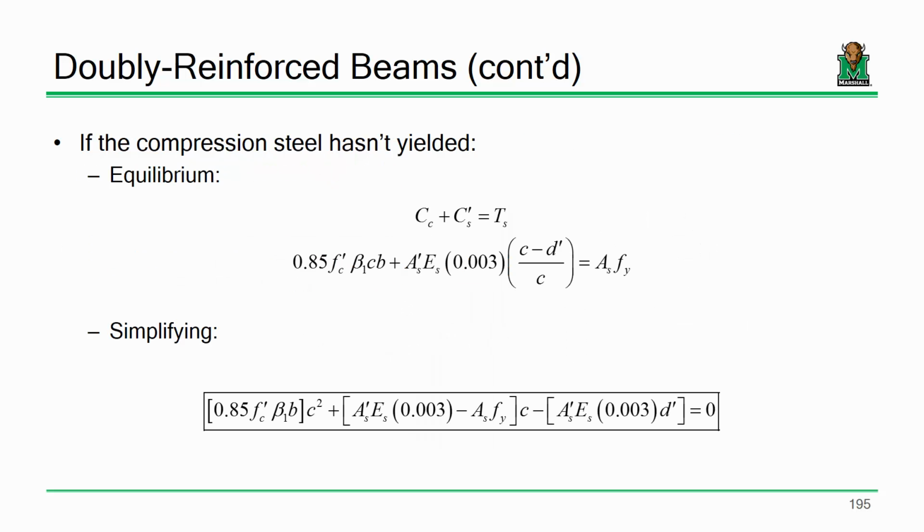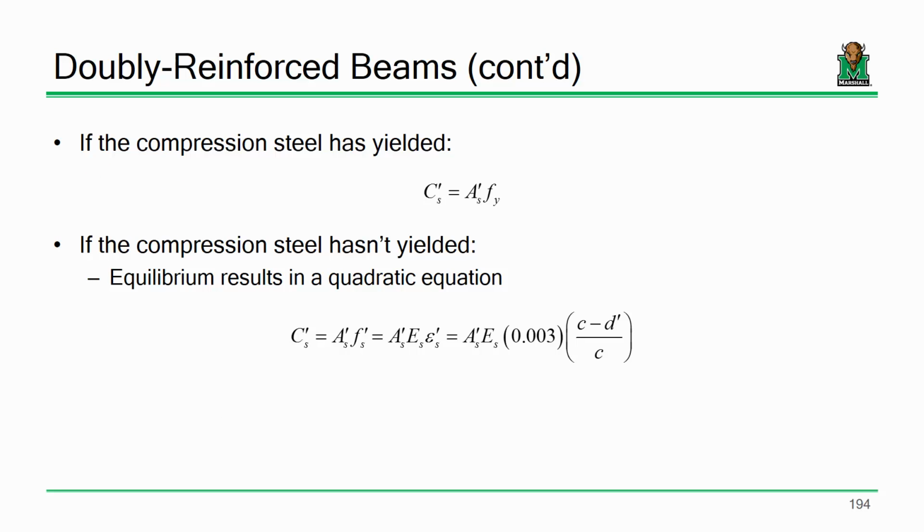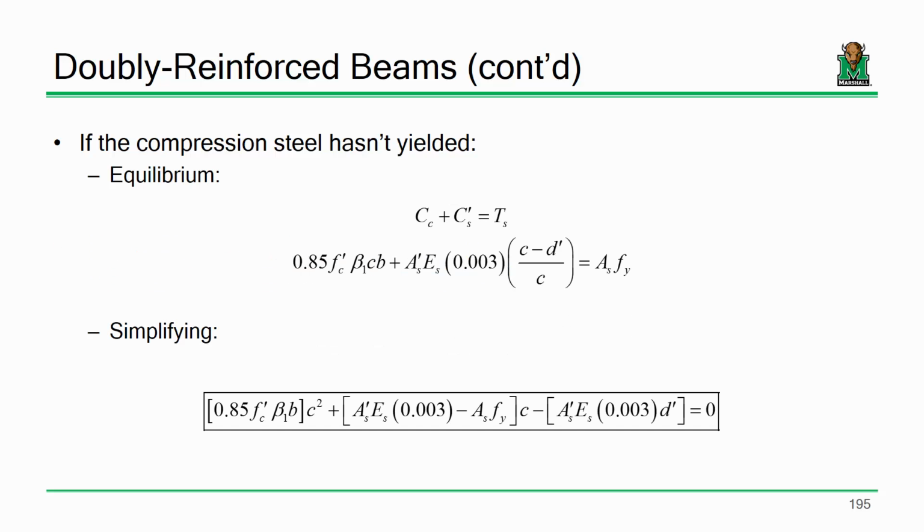Now, how do we calculate the compressive force in the steel? A's prime times Es times our strain, which is what I got right here. Now, what about the compressive force in the concrete? It's 0.85 f'c a b. What is a? a is beta 1 times c. Everybody see that? So do a little bit of rearranging, and it's funny how you get this quadratic equation.